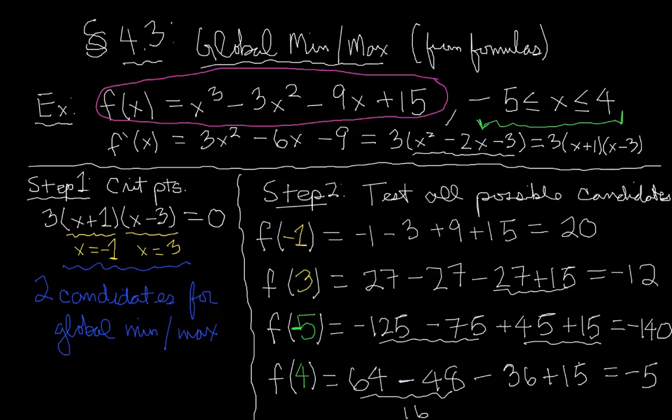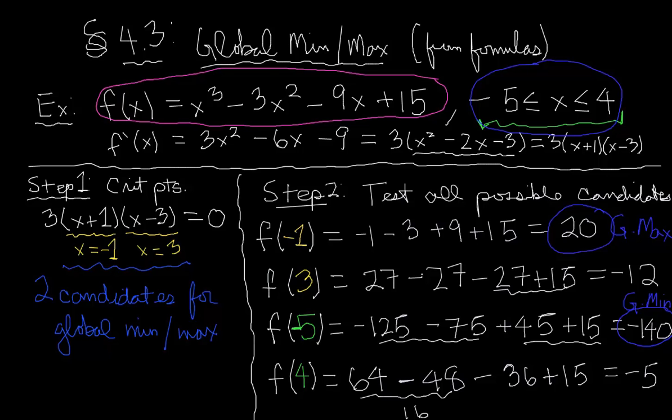And so where's the global max? The global max is right here at x equals -1. Let's call that G max. Whereas the global min is located at x equals -5, and we'll call this one G min. It's -140, so that's obviously the lowest value of the function over this interval.